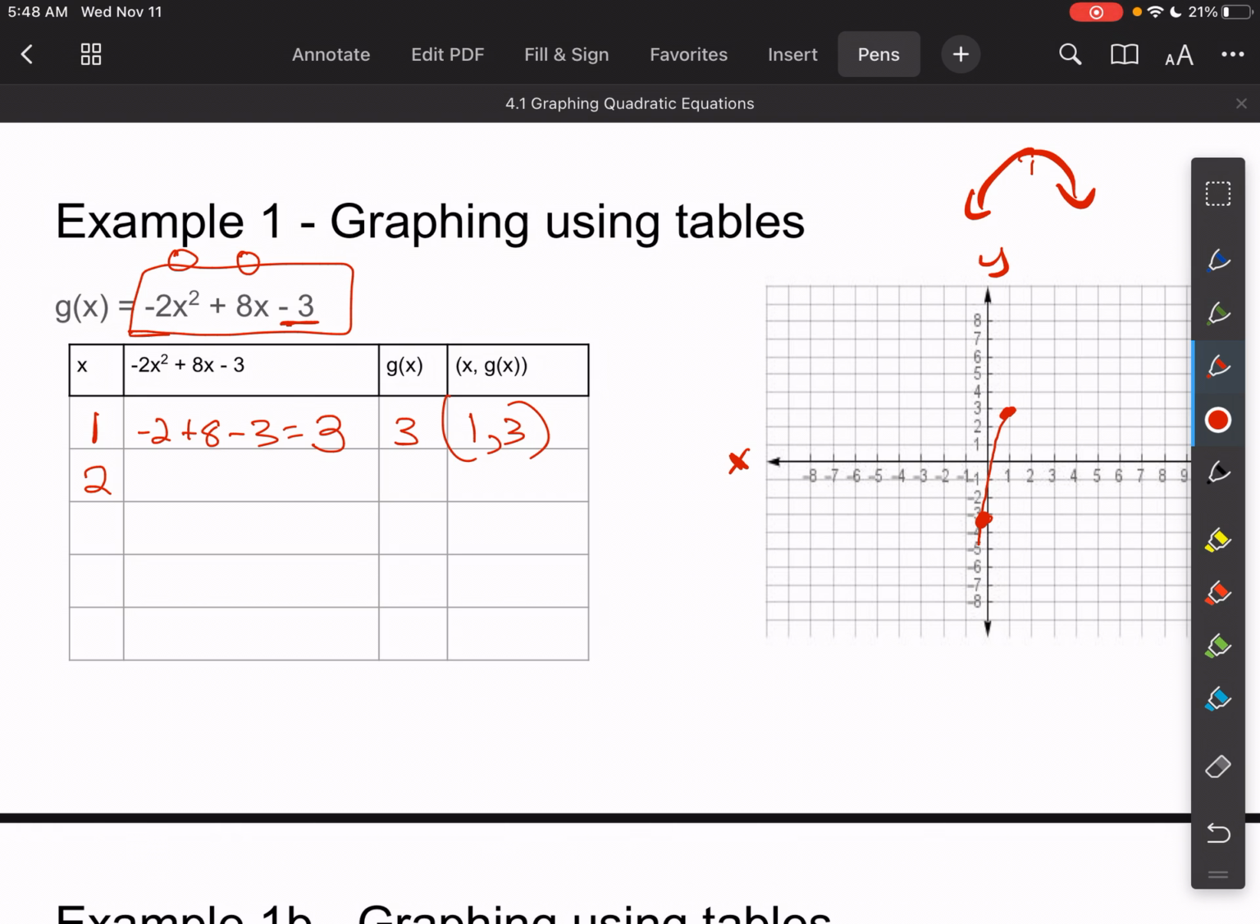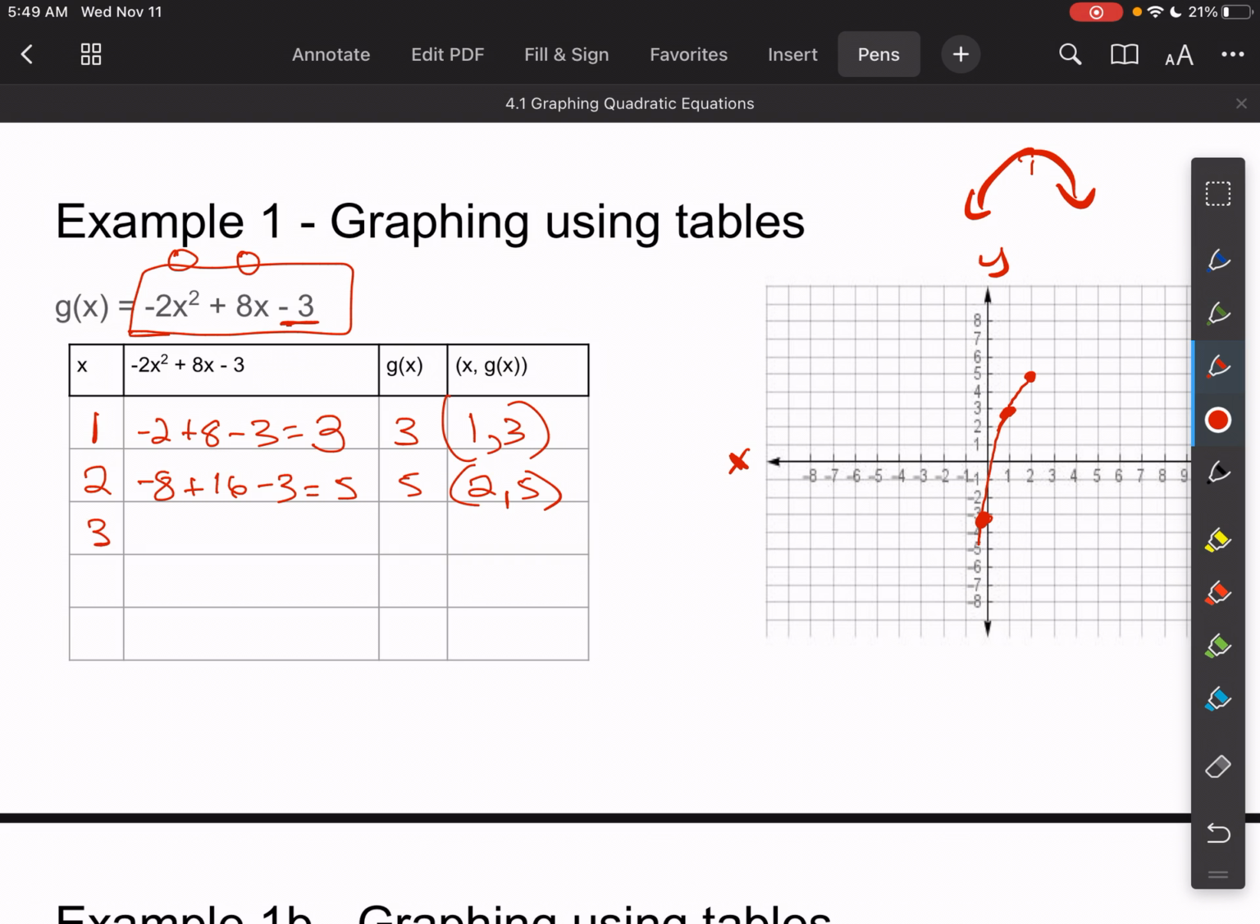So if we do negative 2 times 2 squared, 2 squared is 4, 4 times negative 2 is negative 8, plus 8 times 2 is 16, minus 3. Negative 8 plus 16 is 8, 8 minus 3 is 5. Hey, there's a 5. So we get 2 comma 5, which is up here, starting to look like it's leveling out. Okay, so let's try to find our vertex, which could happen somewhere in here now, I think.